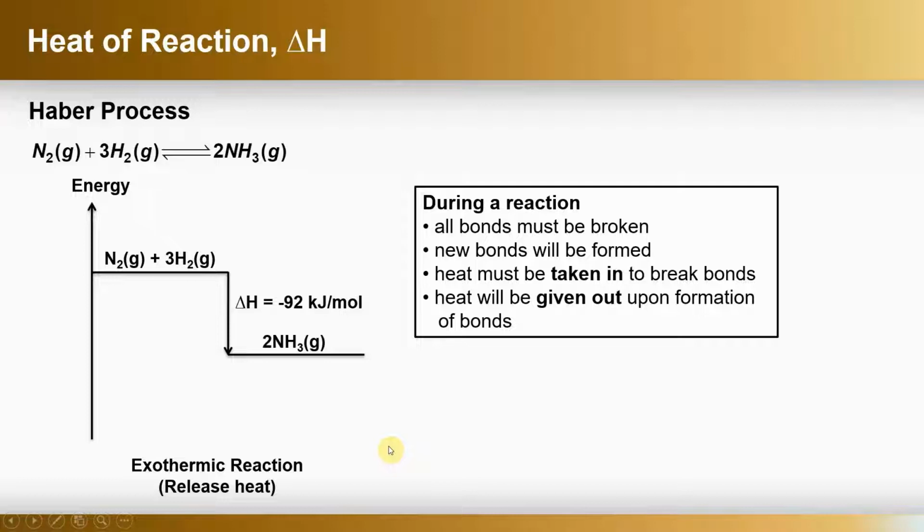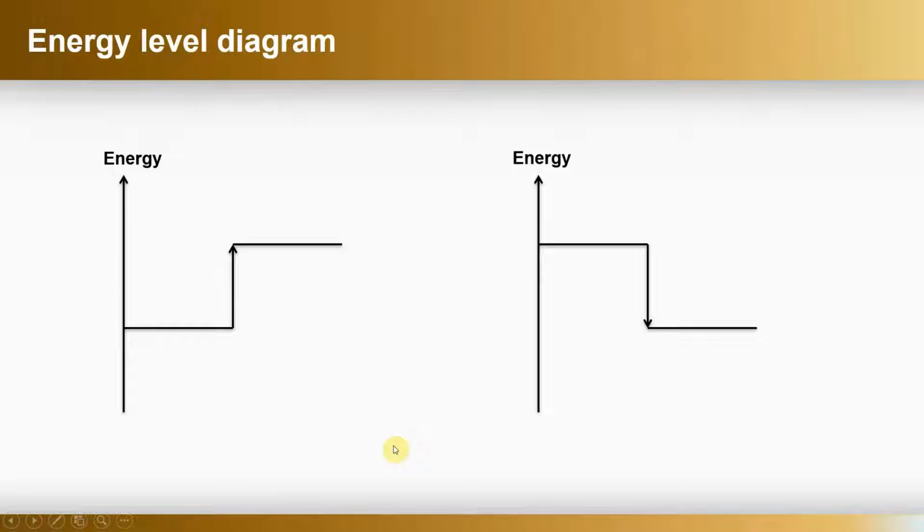And today we are going to look at drawing this diagram. We call this an energy level diagram. As a start, there are two types of diagram. One represents exothermic, the other one represents endothermic. First, we need to look at the one on the left side. The left side starts with the reactants.